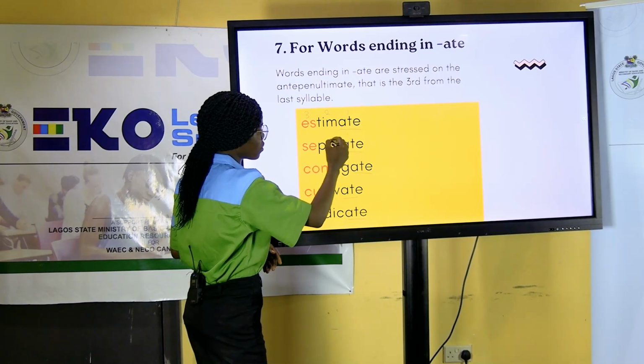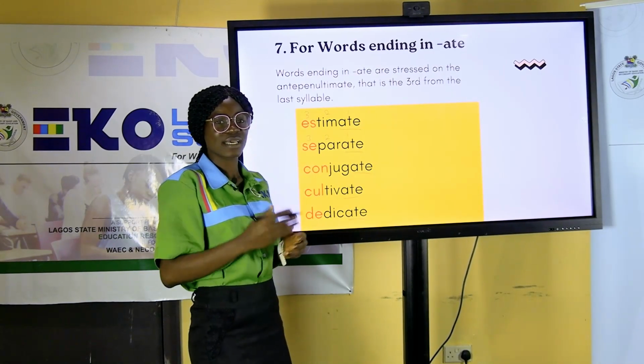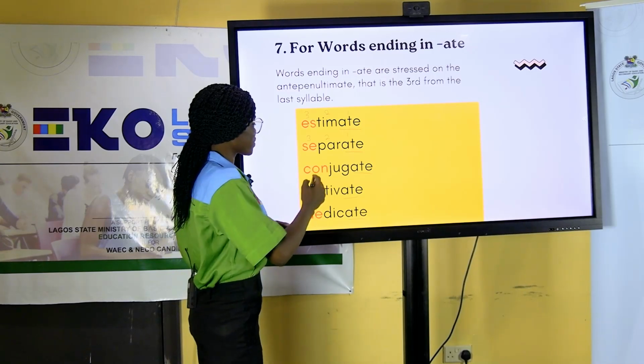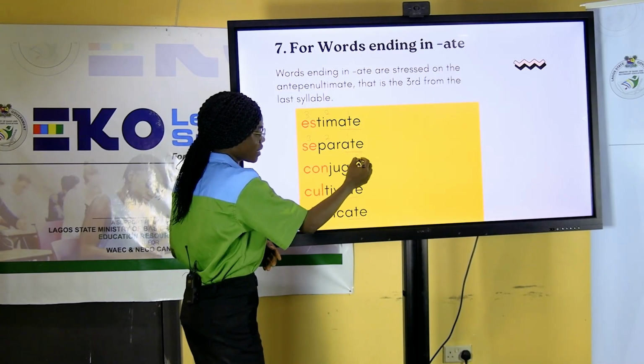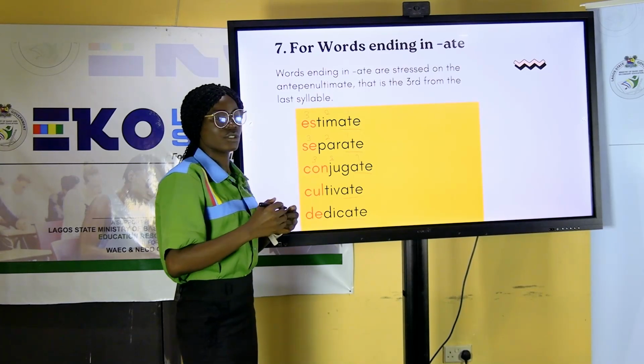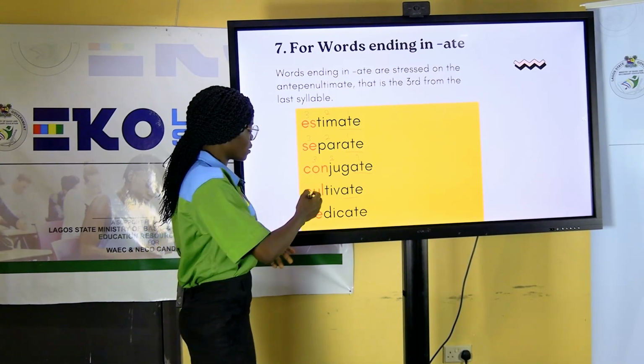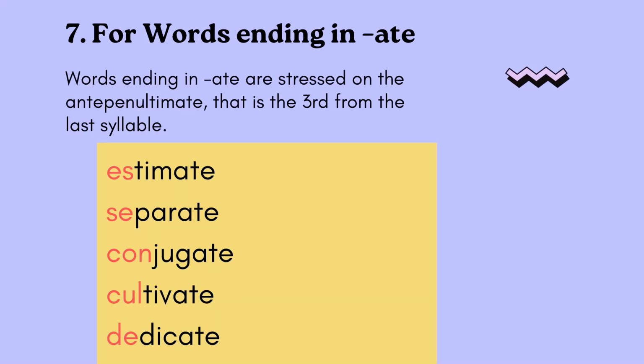Then separate. Separate. The third syllable from the end, from here, second one. Conjugate. Conjugate. The other example we have here, let's count again. 1, 2, 3. That is the third syllable. Cultivate. Cultivate. I hope you're getting it.